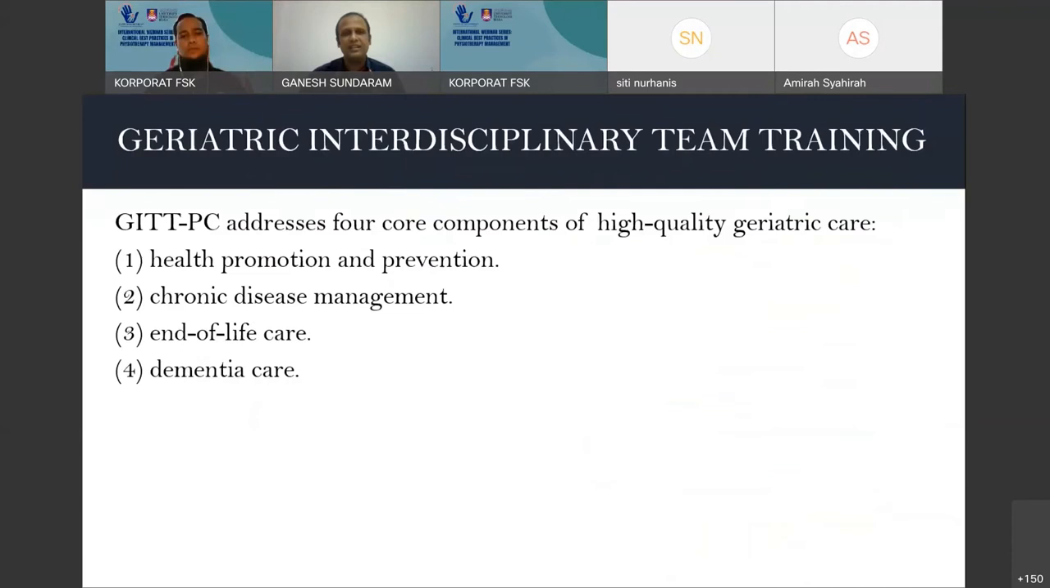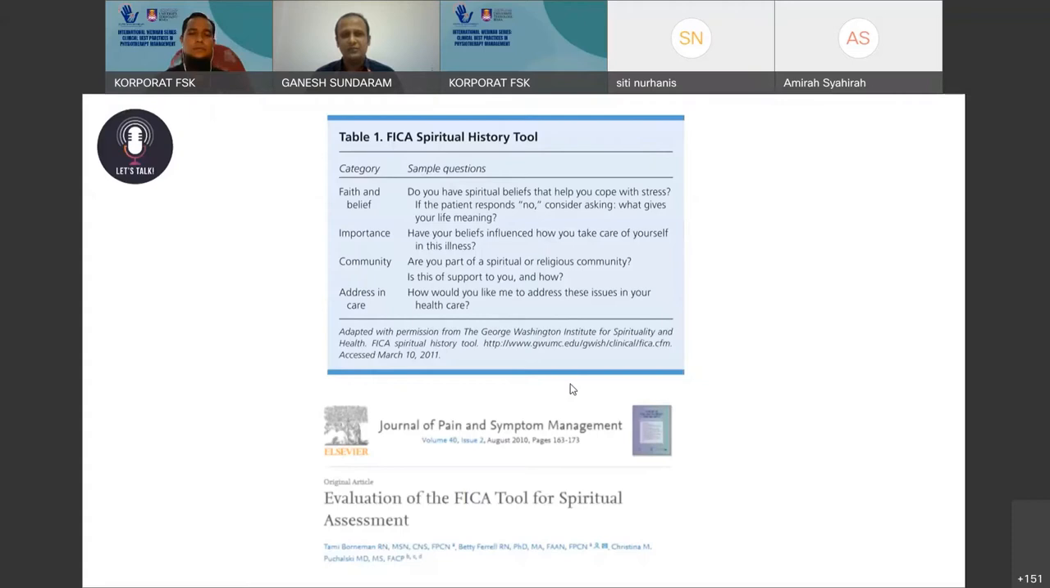So the geriatric interdisciplinary team's role is mainly health promotion and prevention, chronic disease management, and end of life care, that is something called palliative care. If it is cancer, for sure we know it's not curable, right? So dementia care. And there is something very interesting we need to talk about, that is FICA, a spiritual history tool you can always use. Because mostly people are spiritual, we can discuss with them how spirituality helped them get through their problems or pains, and that can be included in a geriatric assessment.